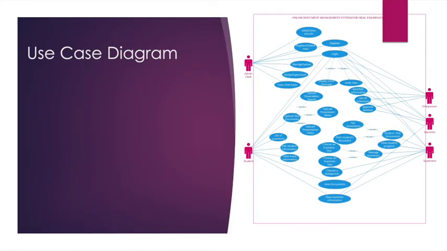So this is the use case diagram for the proposed system. The use case diagram is used to describe the system by presenting the actors that are involved in the system and their interaction with the system. And the system has five main actors that are the admin clerk, chairperson, supervisor, examiner, and the student.